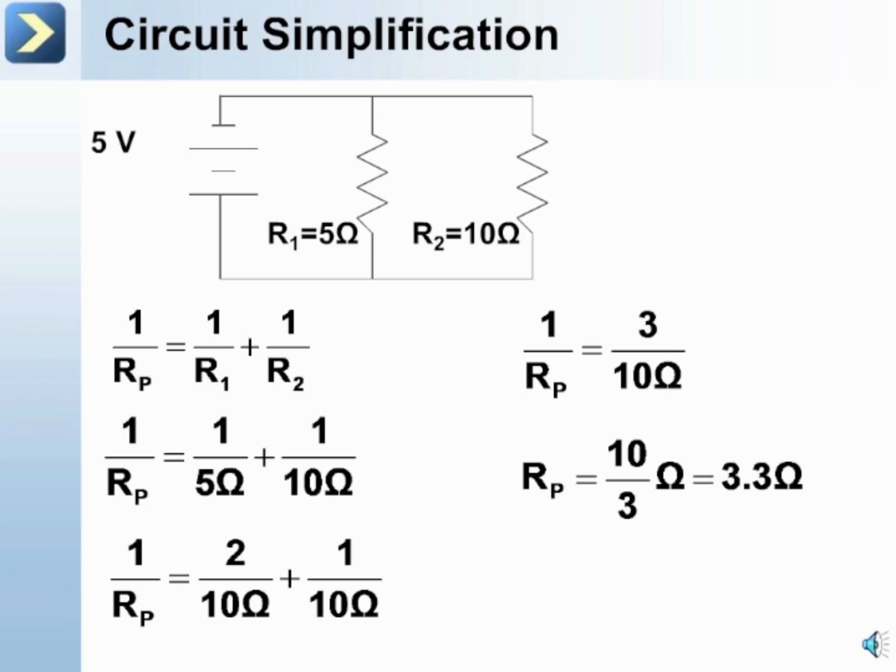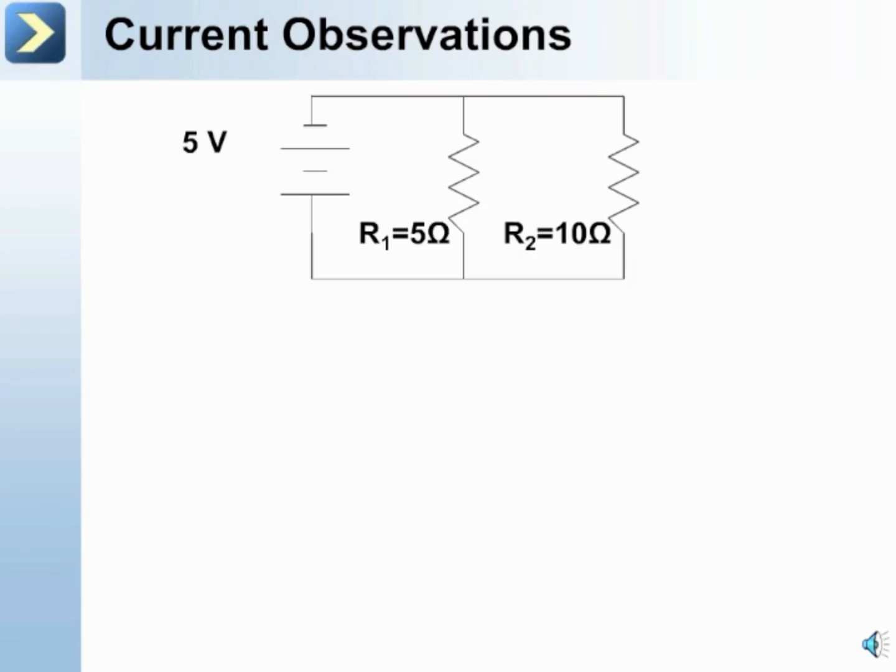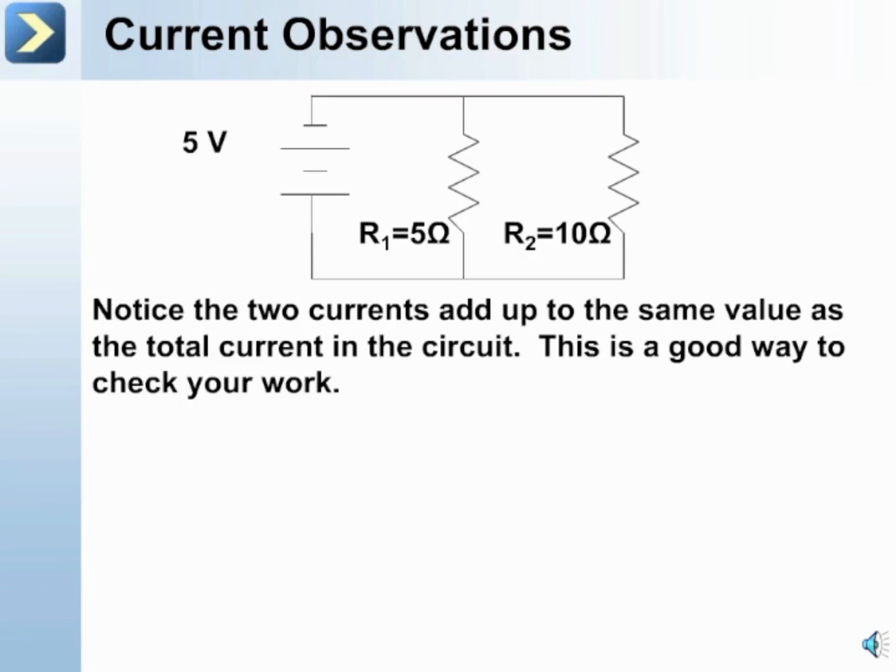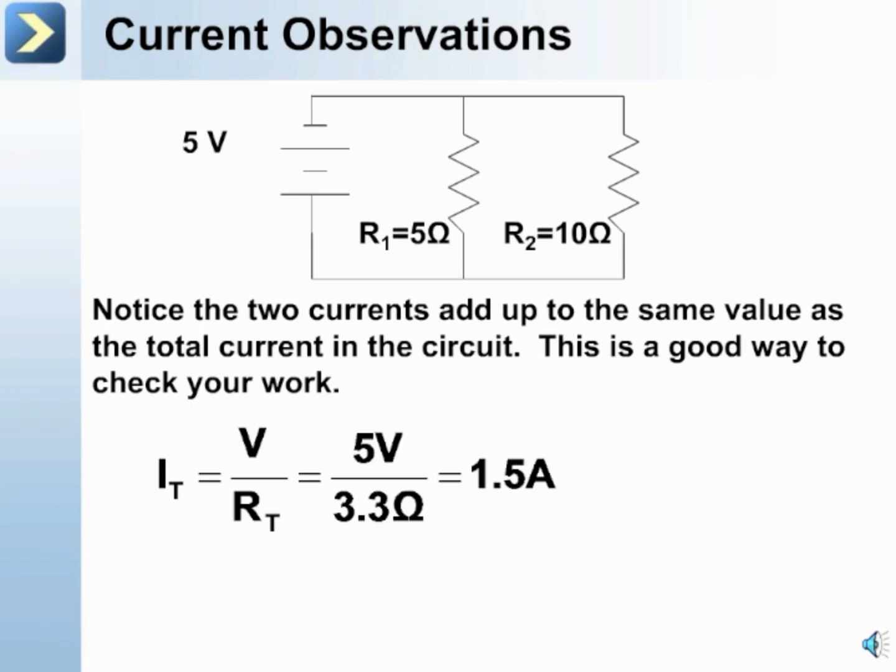It's 3.3 ohms. Now, we're going to make some observations. Notice the two currents add up to the same value as the total current in the circuit. This is a good way to check your work. For example, we just found that the equivalent resistance is 3.3 ohms, so the overall I equals V over R, which should be 5 volts over 3.3 ohms, and that's 1.5 amps. And that matches perfectly what we found before we did the circuit simplification, where we found 1 amp in one branch and 0.5 amps in another branch, for a total overall current of 1.5 amps.